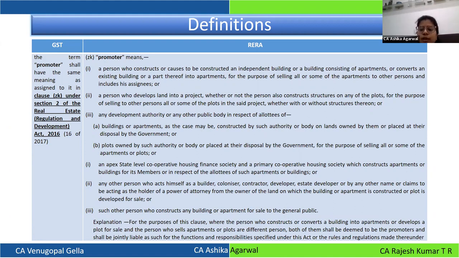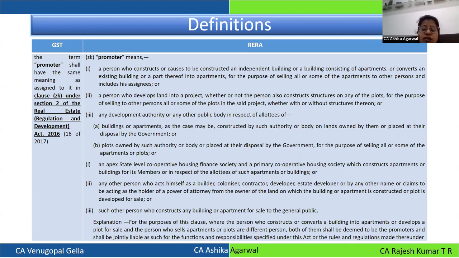Now, if you see promoter under GST, the promoter definition they have taken from the RERA Act only. So if a person qualifies as a promoter under RERA, then only he is regarded as a promoter under GST. And it's very important: nobody or anybody can become a promoter and developer. Everywhere they have given a notification for GST rate applicability, or for RCM, or exemption, the word they have used is promoter. And that promoter definition they have borrowed from RERA.